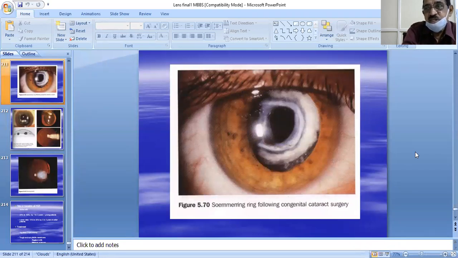So we take the average of this, and we have A-scan and also keratometers, which give all these readings. And once you feed all these things, you get the IOL power.